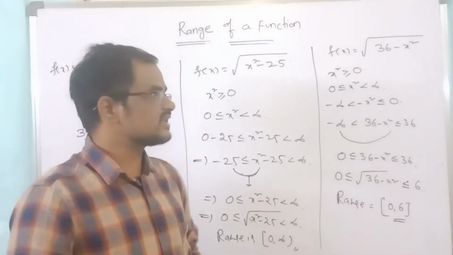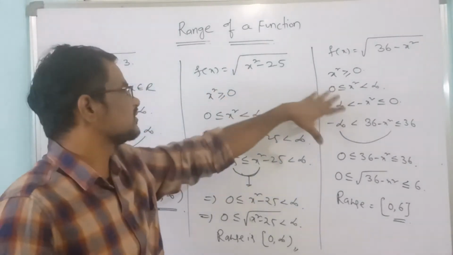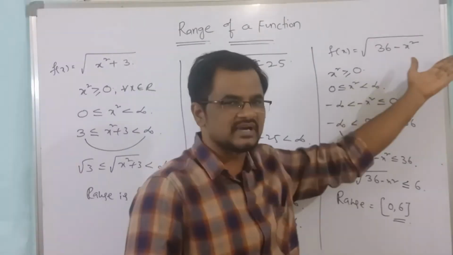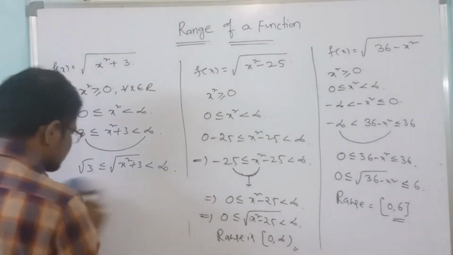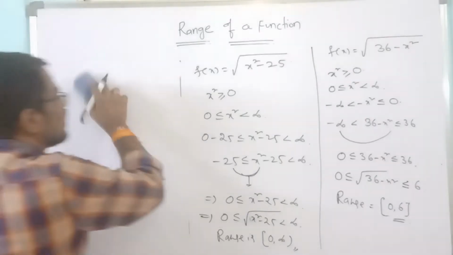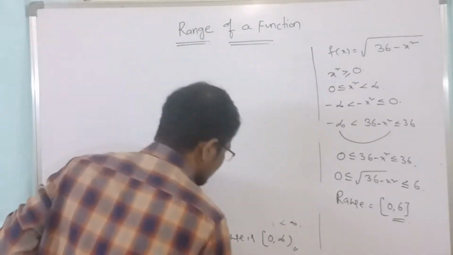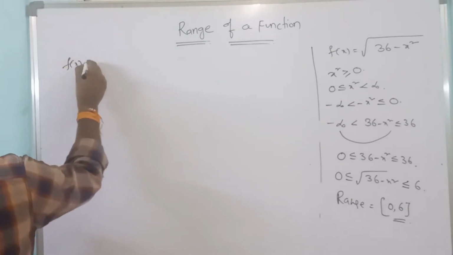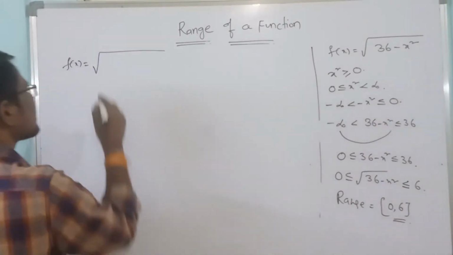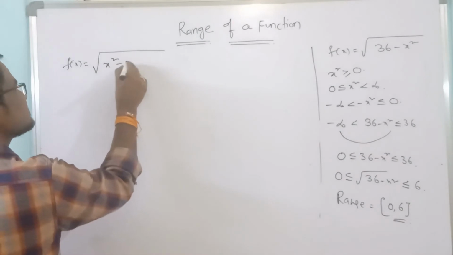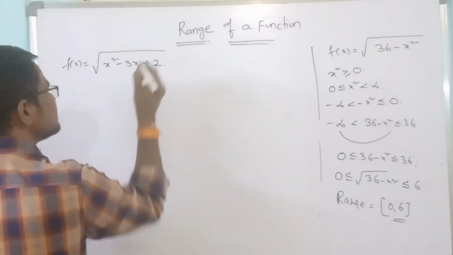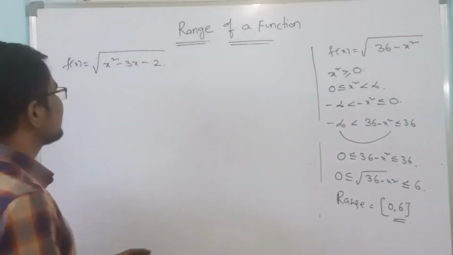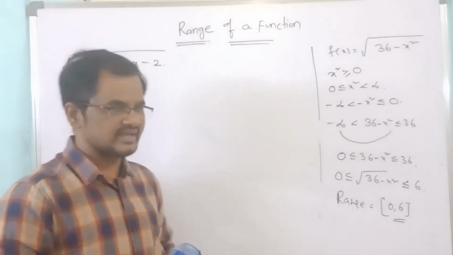Right? So like this, three different types of problems. Here root of x square plus 3, here x square minus 25, here 36 minus x square. Right. Same quadratic expression or a quadratic function like this is there. So f of x equal to root of x square minus 3x plus 2, or minus 2 like this is there. Root of x square minus 3x minus 2.